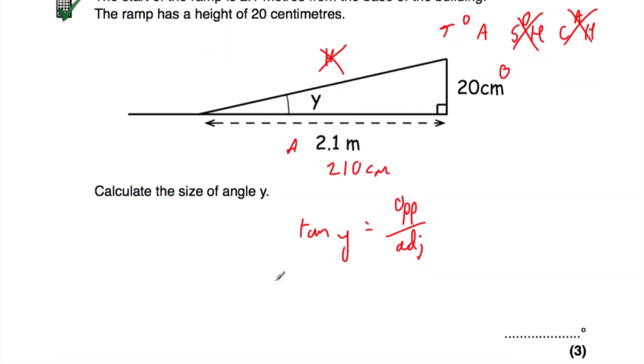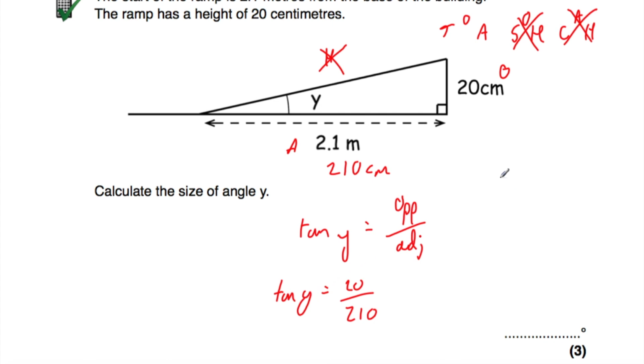Now let's substitute in our values. So the tan of y is equal to the opposite, which is 20, divided by the adjacent, which is 210, because we're using the same units. So that means the tan of the angle is equal to 20 over 210. Now this angle is obviously not equal to 20 divided by 210. That's the tan of the angle. So we want to get rid of the tan, so we want to do the inverse tan.